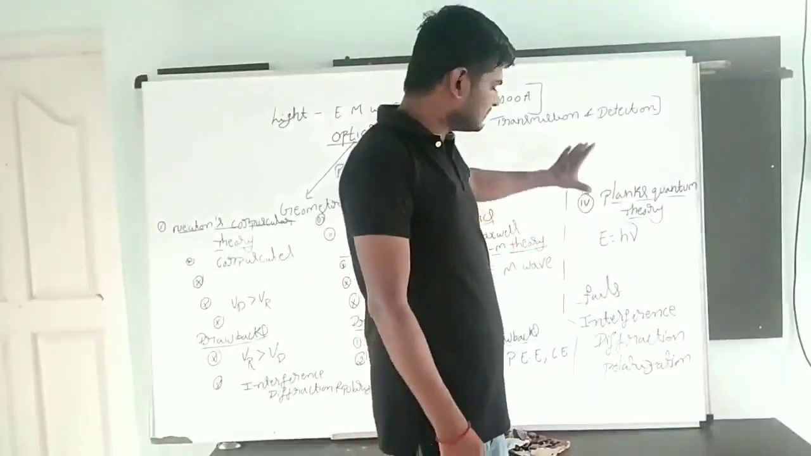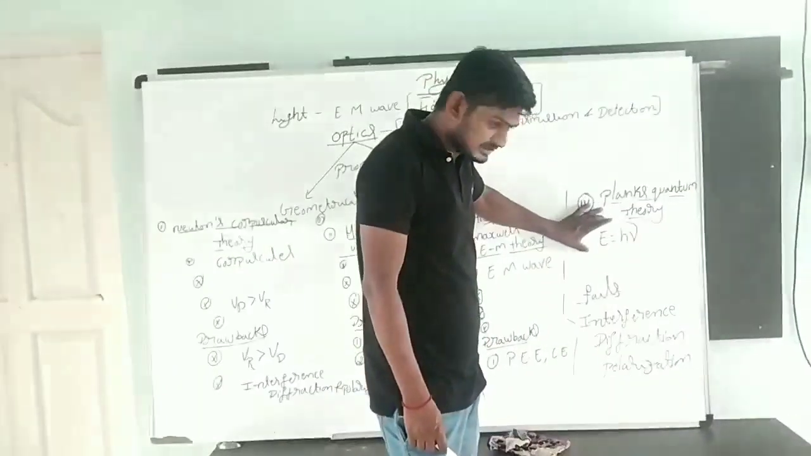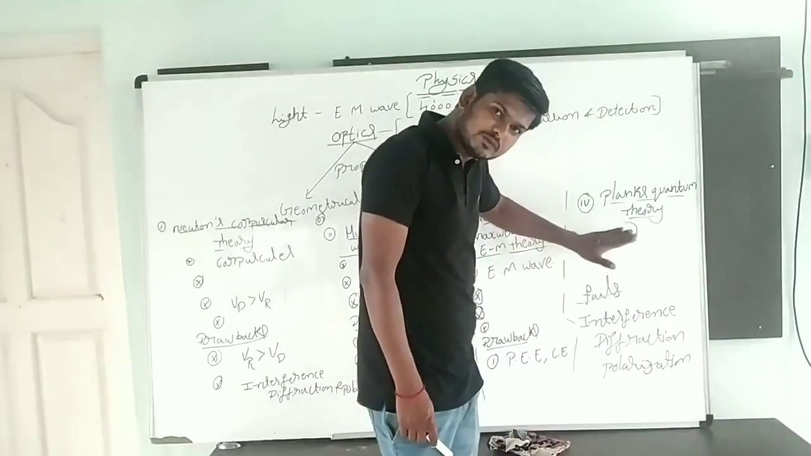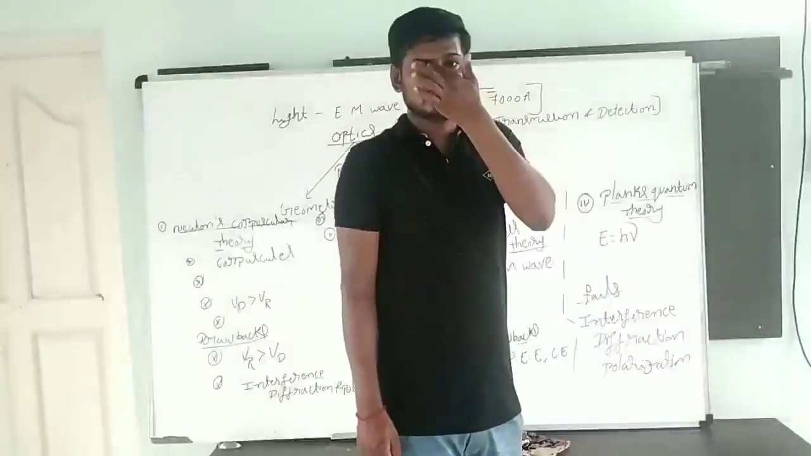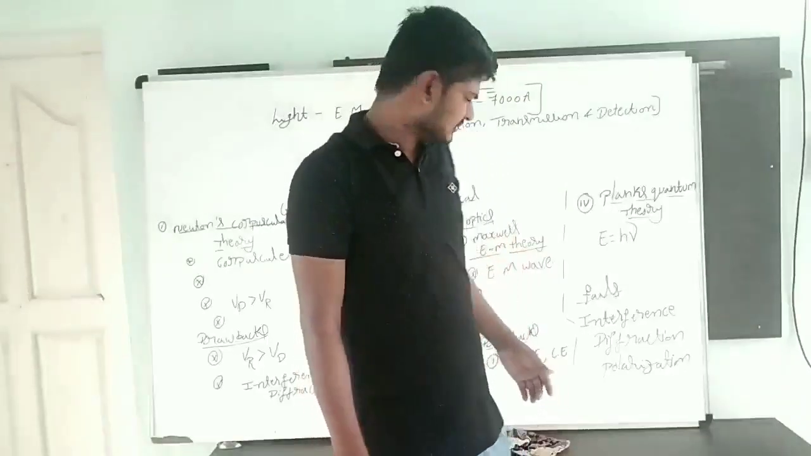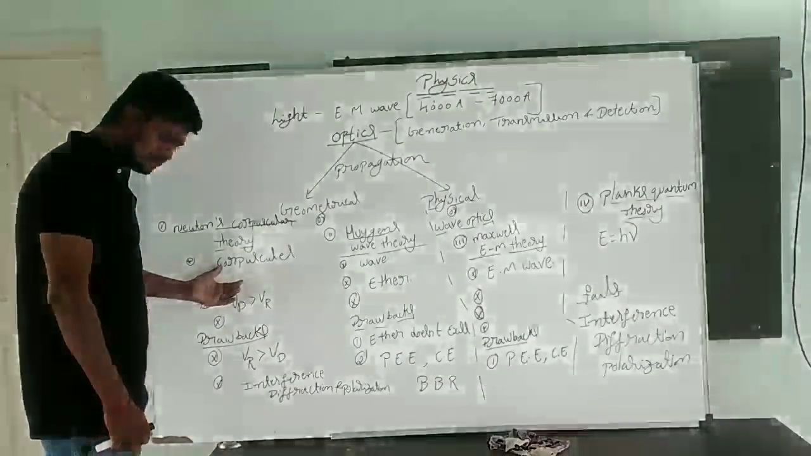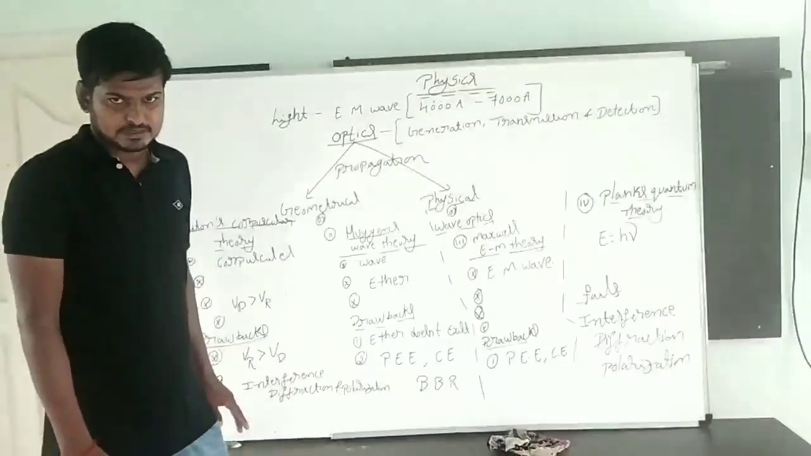Light consists of packets or bundles of energy. The energy of the light is given by E is equal to h nu. It explains the Compton effect, photoelectric effect, and black body radiation, but it fails to explain interference, diffraction and polarization. See, in all the theories, a few properties can be explained and a few properties cannot be explained. Clear?